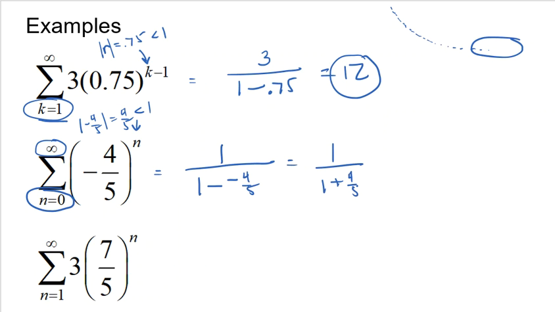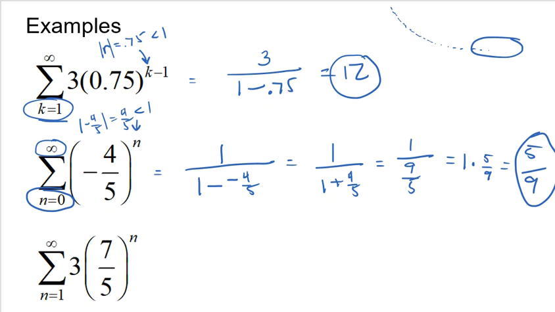Now, you could just go to your calculator, or you could just kind of do this on your own, right? We're smart math students. 1 is 5/5. So on the denominator, 5/5 plus 4/5 is 9/5. And 1 divided by 9/5 is going to be 1 times the reciprocal, 5/9. So there's my answer, 5/9.